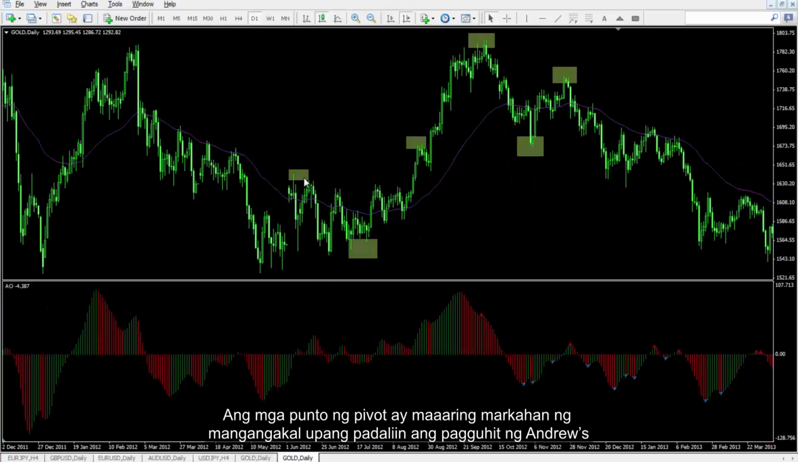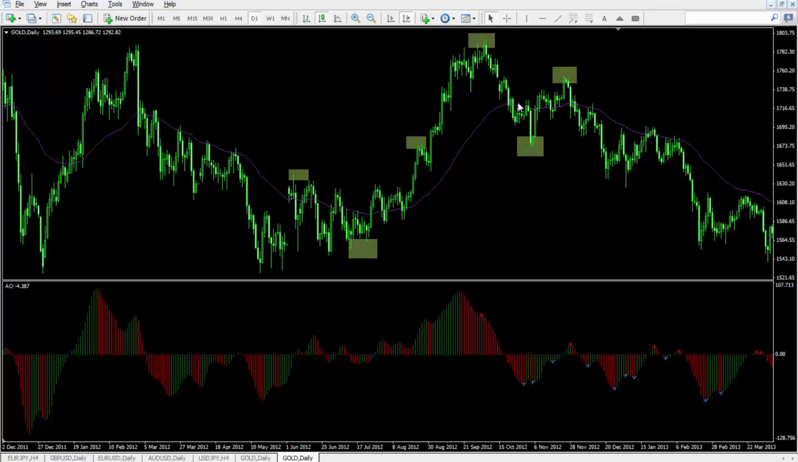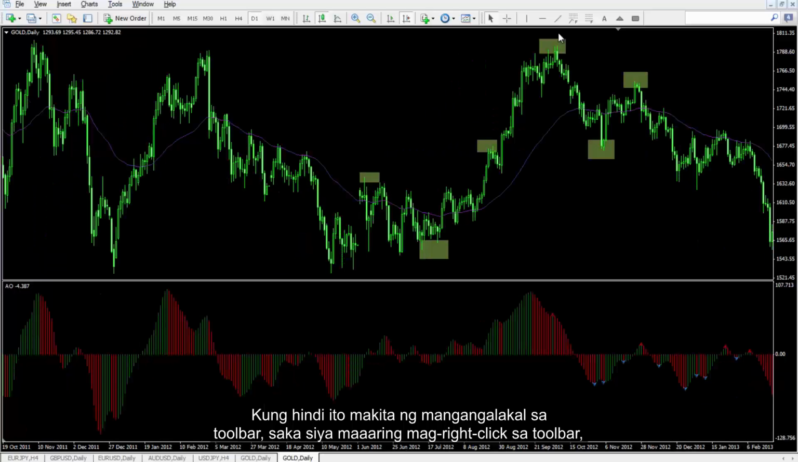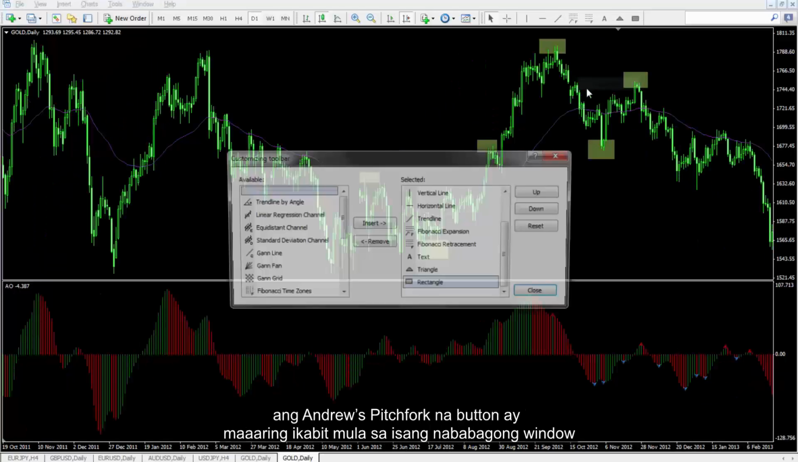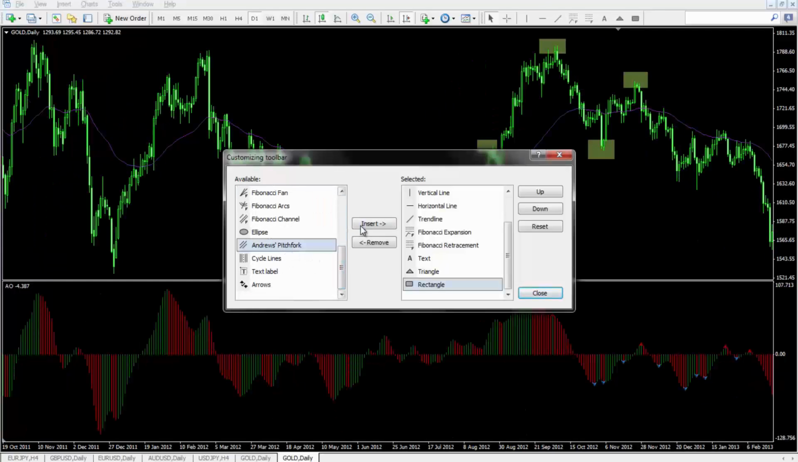The pivot points can be marked by a trader to simplify drawing Andrew's pitchfork. Andrew's pitchfork pattern can be inserted from a toolbar menu. If a trader cannot find it on the toolbar, then he or she can right-click on the toolbar. Andrew's pitchfork button can be attached from a customized window.